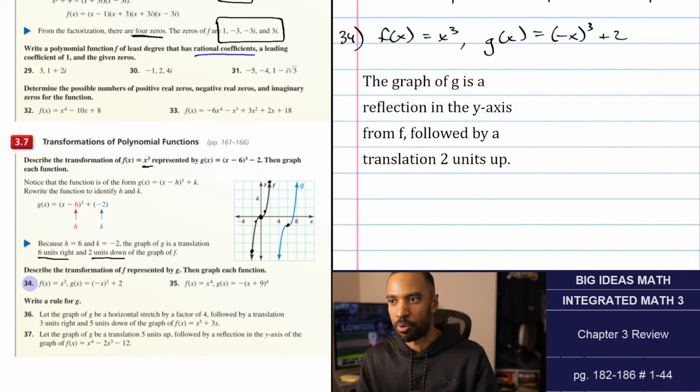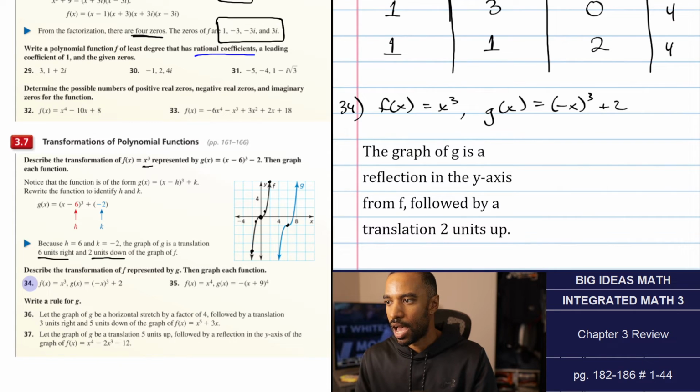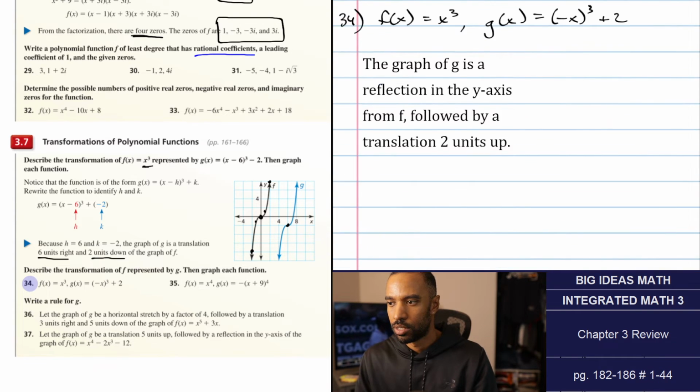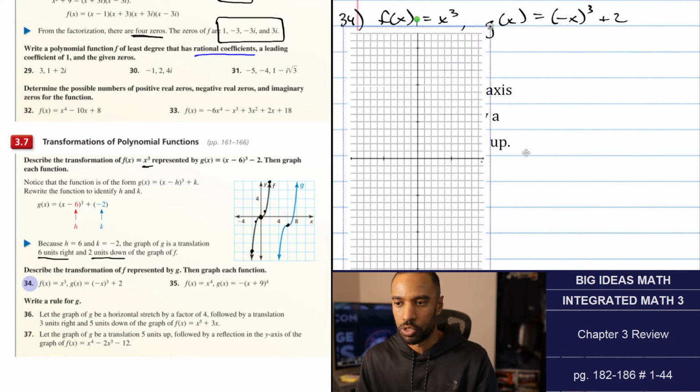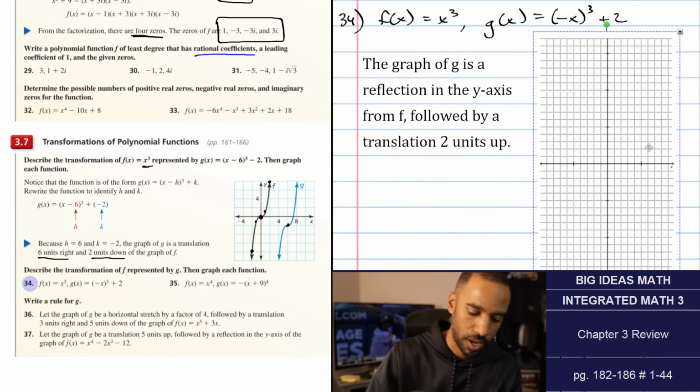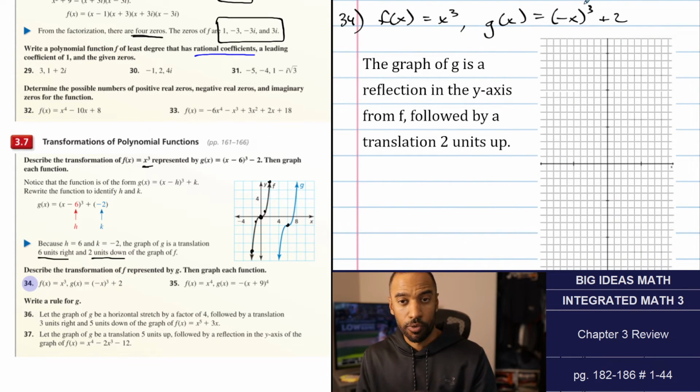Now, they're asking us to graph both. Normally I use the tall graph, so I'll go ahead and still do that here. I probably need to do it for x to the 4th as well. So this will be attached for you.